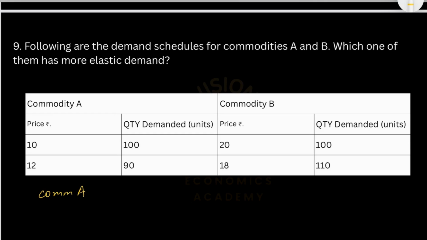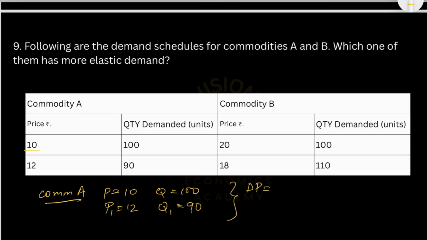Here the price is 10, right? Quantity demanded is 100, and then the price increased to 12, quantity demanded fell to 90. Now, simple as this, change in P is 12 minus 10, that is 2, and change in Q is 90 minus 100, that is minus 10.